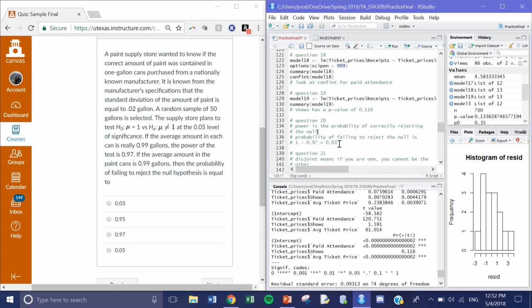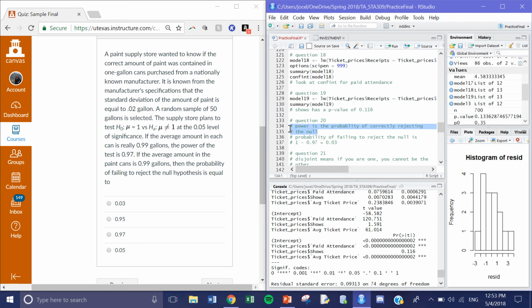If the average amount in each can is really 0.99 gallons, the power of the test is 0.97. If the average amount in the paint cans is 0.99, then the probability of failing to reject the null hypothesis is equal to blank. So this is a conceptual question, and it's basically about knowing the definition of power. The definition of power is the probability of correctly rejecting the null. So if the average amount in each can is 0.99, the probability of correctly rejecting, which is doing good, is 0.97.